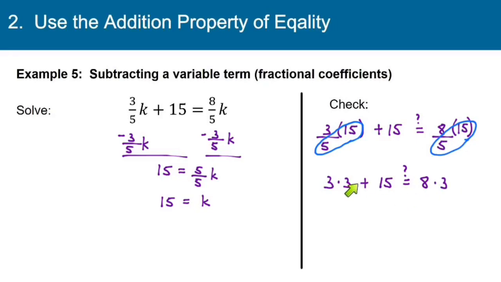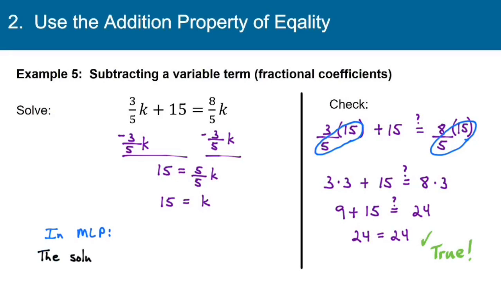So now what we have is something much simpler. 3 times 3 is 9. On the right side, 8 times 3 is 24. And so now all we're trying to do is verify that 9 plus 15 equals 24, and we know that's true. So we just verified that 15 is the correct solution. So in MyLabs Plus, we would put 15 inside the braces.